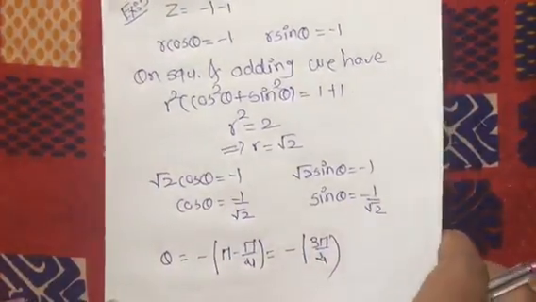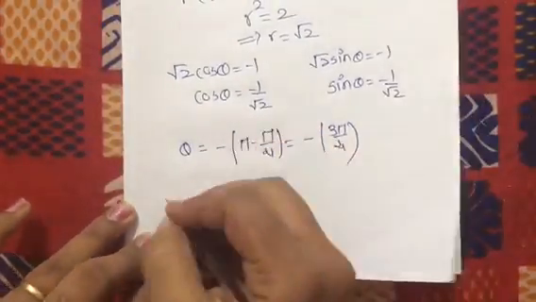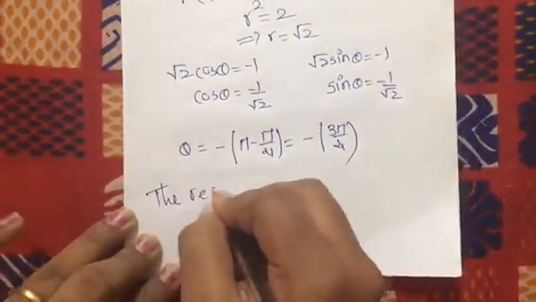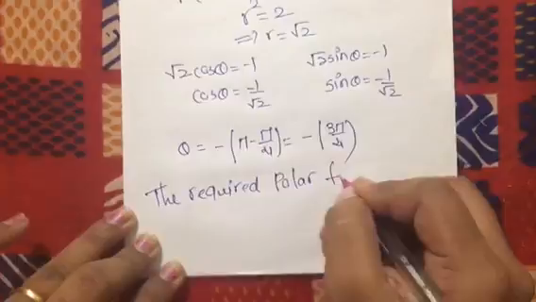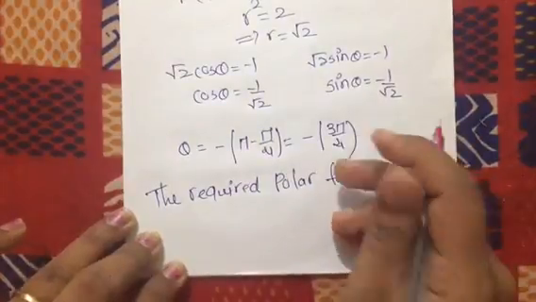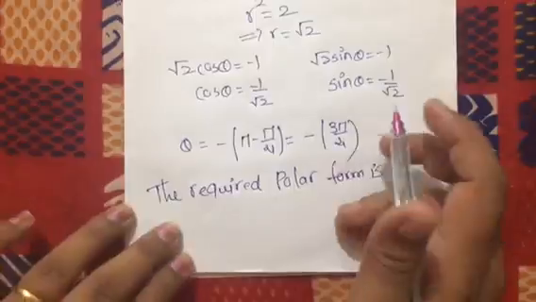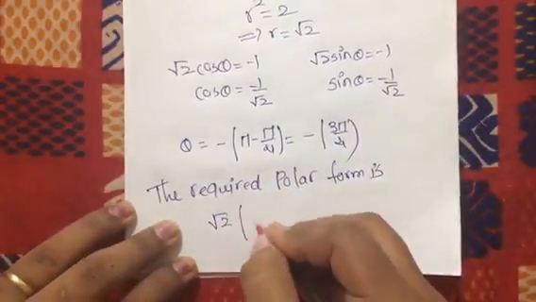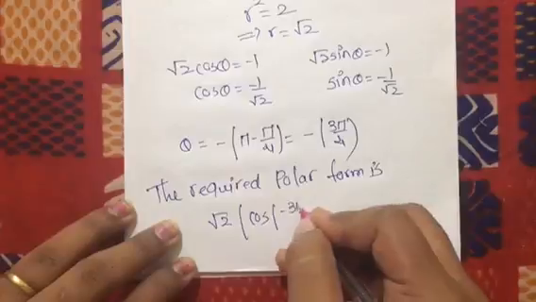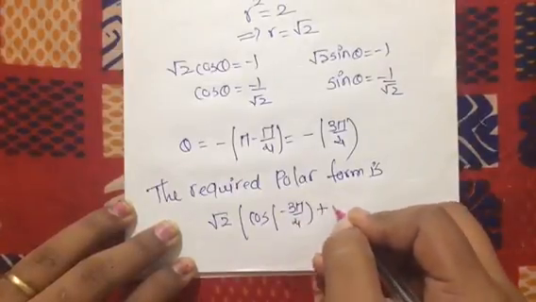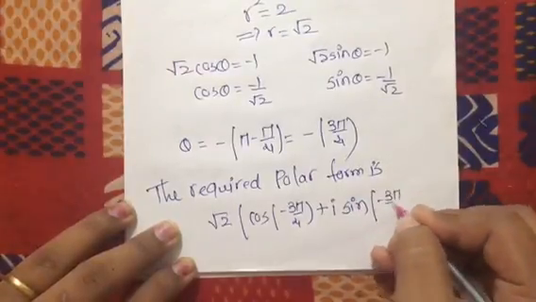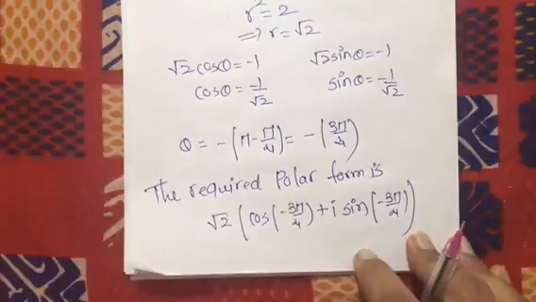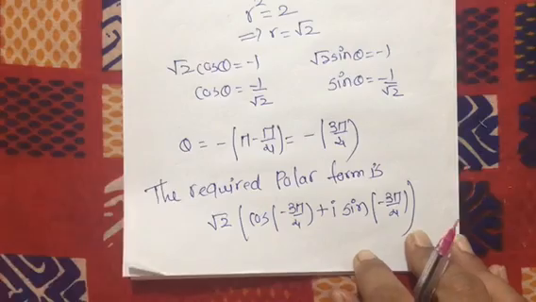So therefore the required polar form is root 2 cos minus 3 pi by 4 plus i sin minus 3 pi by 4. Okay. Example number 7. Root 3 plus i.